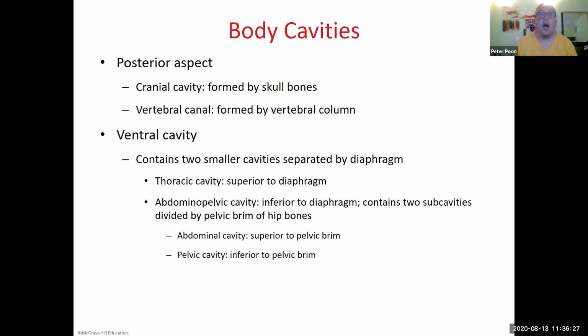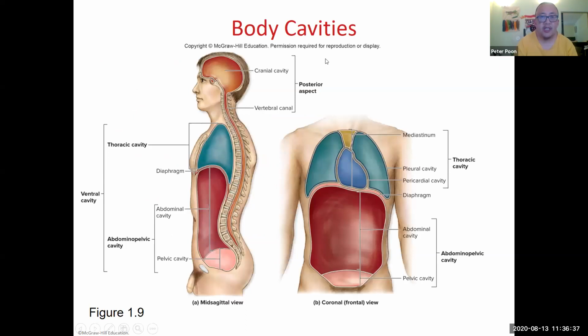Okay, the posterior aspect is split into the cranial cavity and the vertebral canal. So these two are the posterior aspect, the cranial cavity and the vertebral canal. Okay, the ventral body cavity is in front.